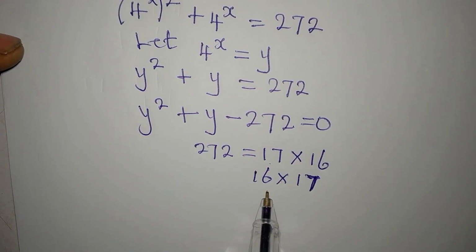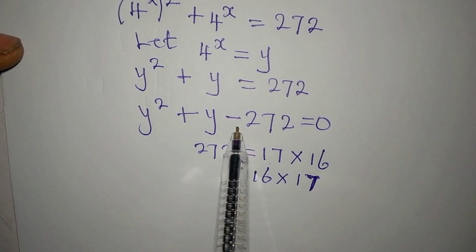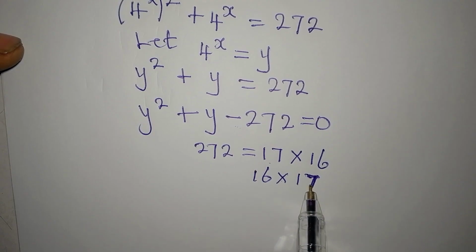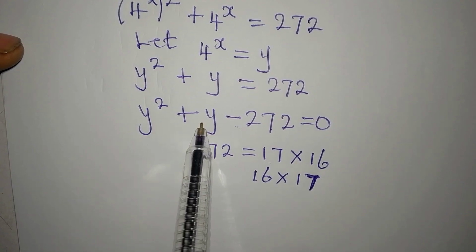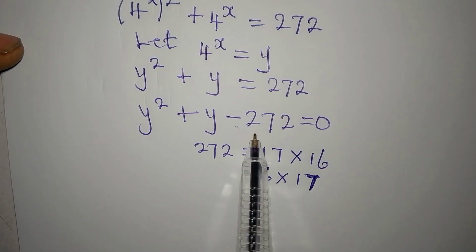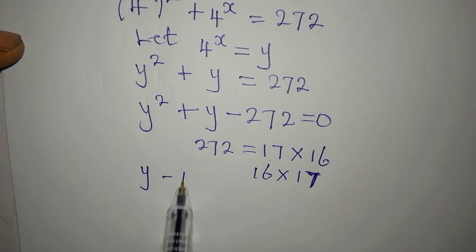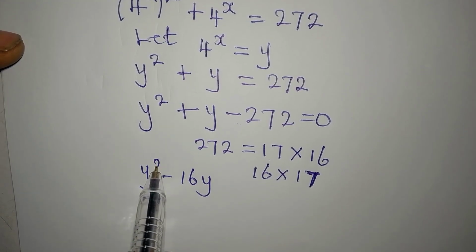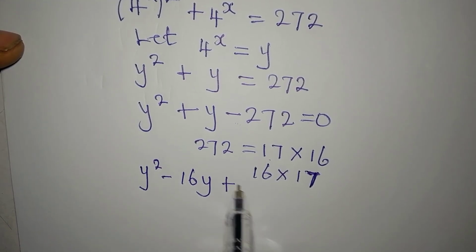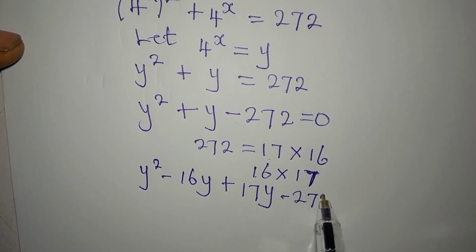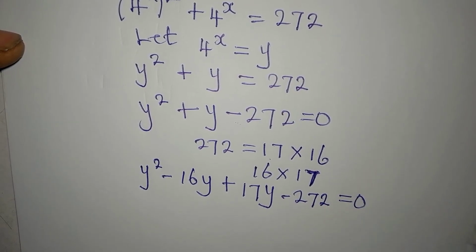Mind you, if we are going to pick 16 and 17, one of them should be negative since we have negative 272, right? So we're going to have minus 16 plus 17. That will give us positive 1, and multiplying them will give us negative 272. So we have y squared plus 17y minus 16y minus 272, everything equal to 0.